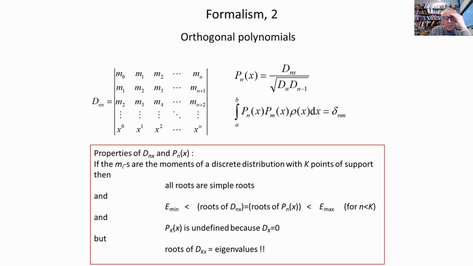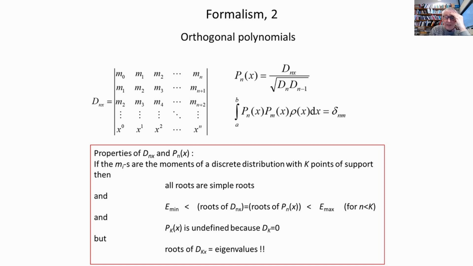The orthogonal polynomials have all simple roots, and our new eigenvalues will be the roots of these polynomials. These roots also have a simple property. They are interlaced, meaning that the roots of the second order polynomial will lie in between the roots of the third order polynomials. And this is valid for all orders. And all the roots of this polynomial lie between the lowest energy and the highest energy.